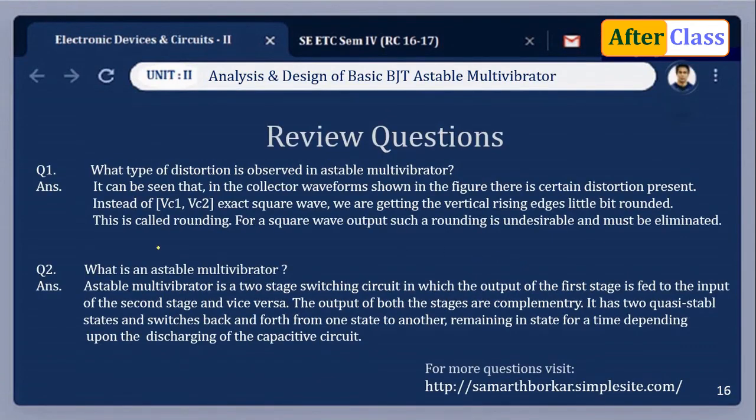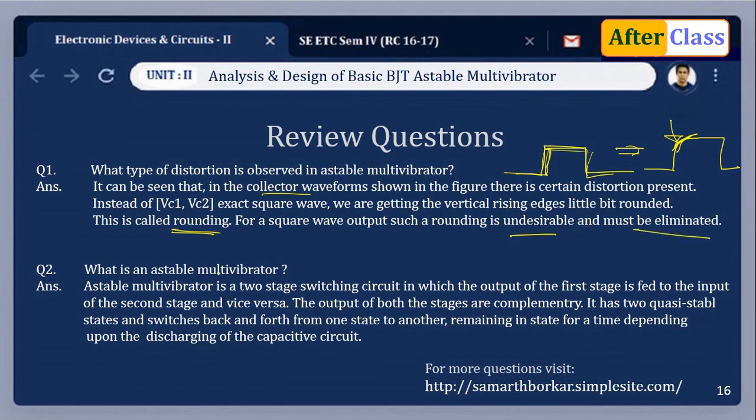And these are some of the review questions. What type of distortion is observed in the astable multivibrator? If you refer to the output waveform figures, the collector waveforms, typically what is expected is this kind of wave shape. But instead of this, what we get is this as the output wave shape. So this is what is referred to as rounding, which is undesirable and it should be eliminated.